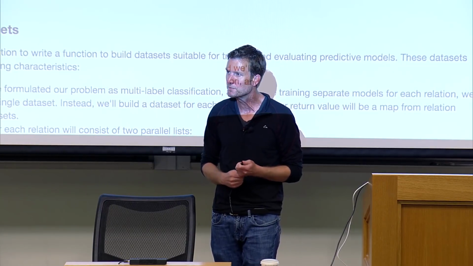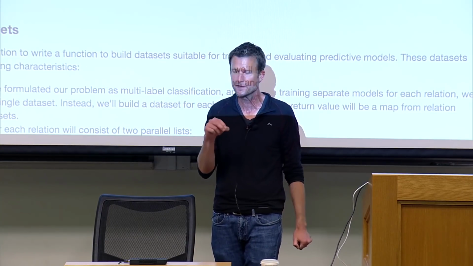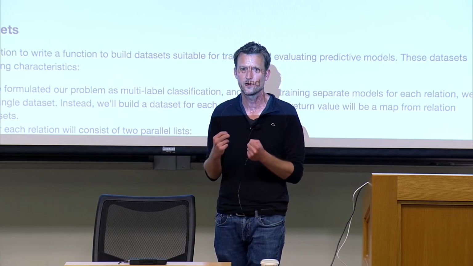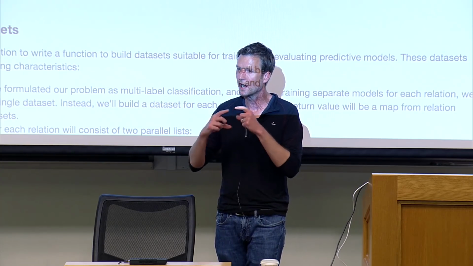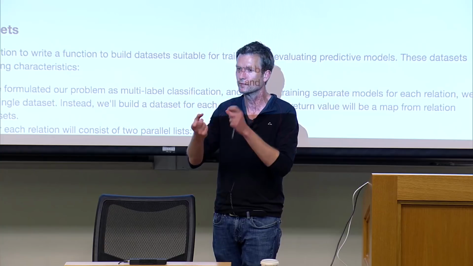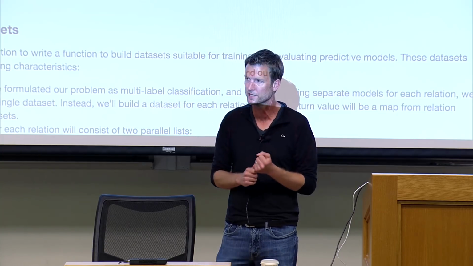There are smarter ways to do multi-label classification because this way of doing it doesn't take account of the fact that the labels, or in this case, the relations, can be correlated with each other.